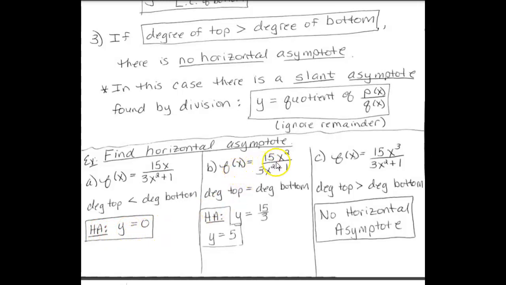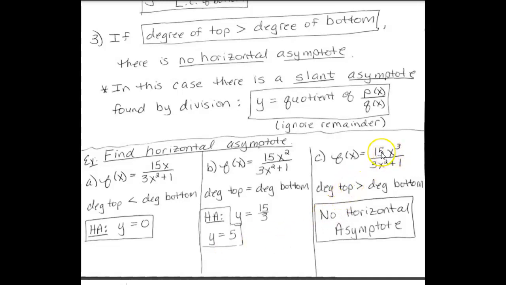In part B, it's slightly changed to be 15x squared divided by 3x squared plus 1. So in this problem, the degree of the top is 2, the degree of the bottom is 2, which means the degree of the top equals the degree of the bottom. So that means the horizontal asymptote is found by finding the equation y equals the leading coefficient of the top, which is 15, over the leading coefficient of the bottom, which is 3. So you take 15 divided by 3, which is y equals 5. So it's a horizontal line up at y equals 5 that is going to predict the end behavior of that graph.